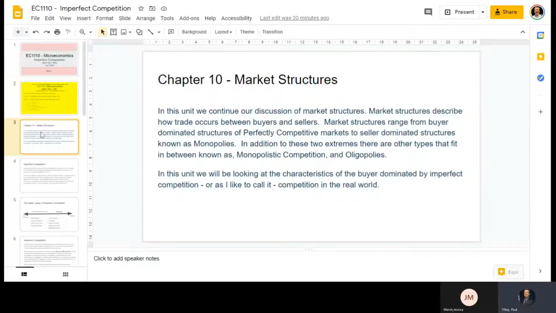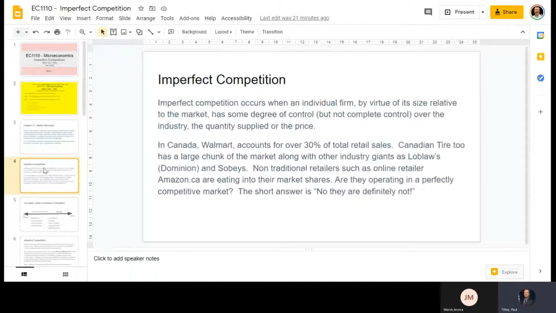Imperfect competition is that market structure that is in the middle. It occurs when an individual firm, by virtue of its size relative to the market, has some, and the critical word is some, degree of control, but not complete control, over the industry and the quantity supplied or the price. Like a monopoly, it can affect the quantity supplied or it can affect the price, but it can't affect both, one or the other.